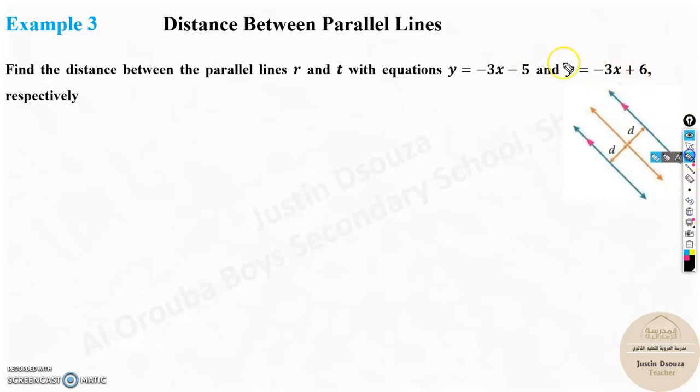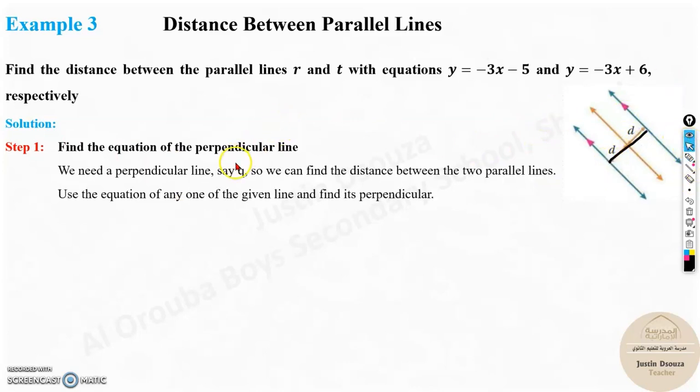Now look over here. If they are parallel lines, the slopes must be the same and the intercepts must be different. Yes, absolutely. In these two equations, you can see the slope is minus 3 for both of the parallel lines and the y-intercept is different. Yes, they are parallel. So now we need to find the distance between them. What we need to do is find the equation of the perpendicular line. We need a perpendicular line, say Q or anything. Then we can find the distance between the parallel lines.